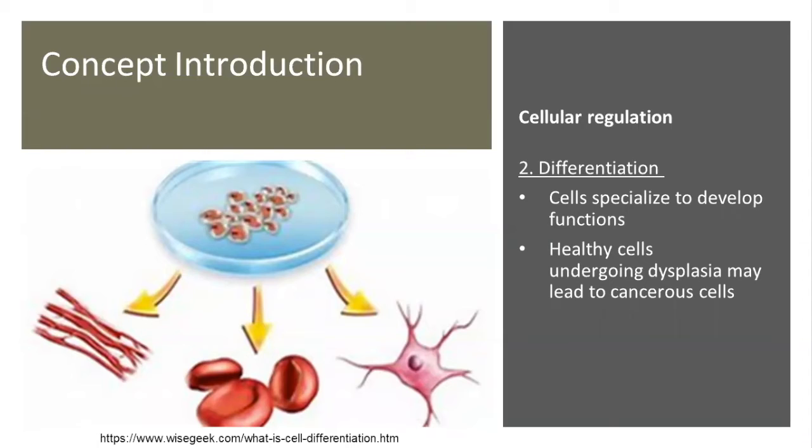Differentiation is where cells specialize to develop functions different from the cell that it originated from. Healthy cells undergo dysplasia, which is an abnormal development to the cell to become precancerous. If left to continue in this direction, away from the regular state, they will become malignant neoplastic cells. This process can further continue, and the cells will become very undifferentiated and difficult to tell what the original cell was.